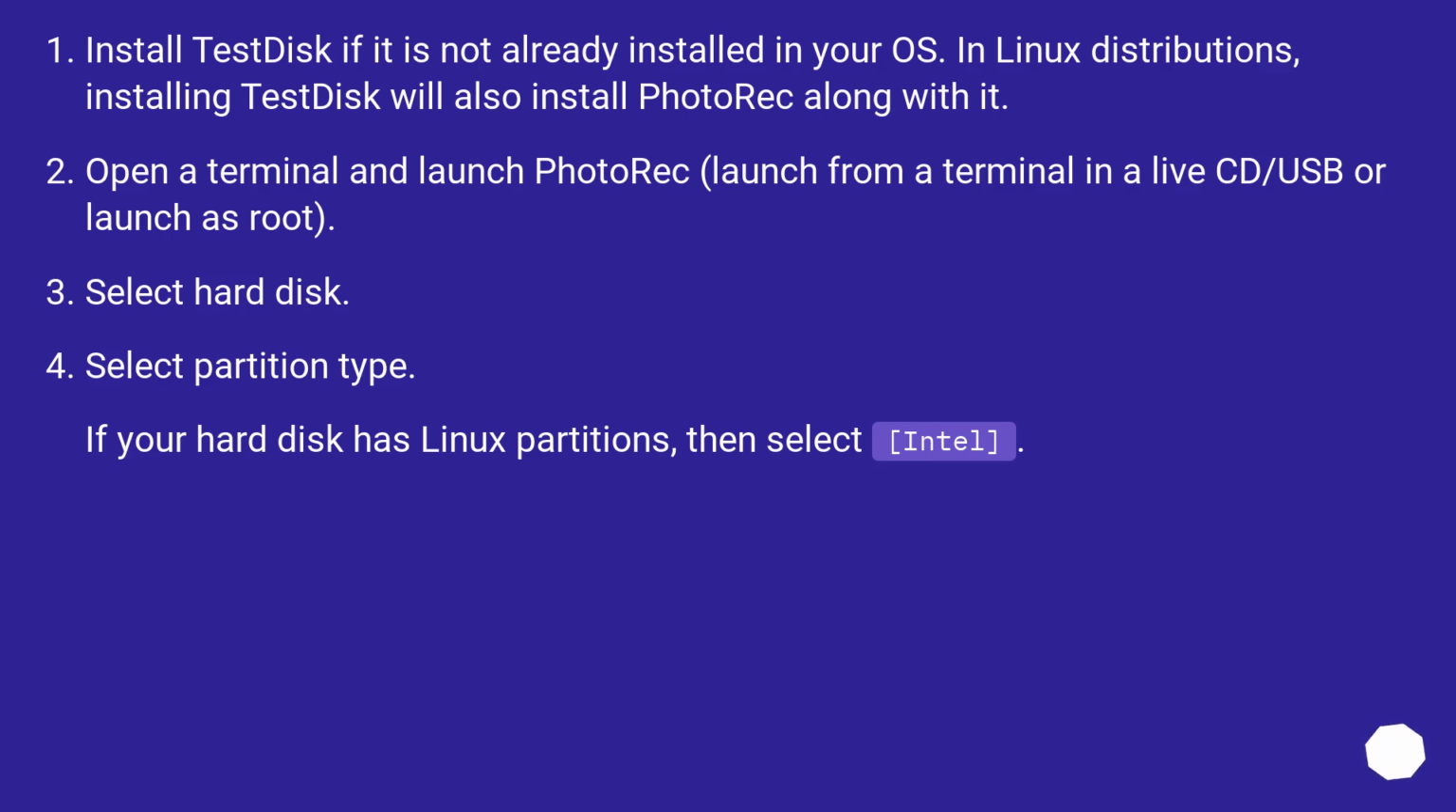Select hard disk. Select partition type. If your hard disk has Linux partitions, then select Intel.